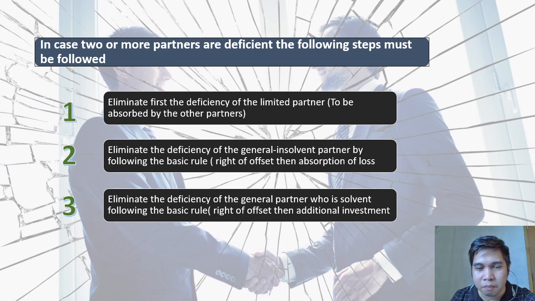What if the remaining partner is a general, however, solvent naman siya? So, follow mo lang yung basic rules, di ba? So, meron tayong right to offset kapag meron tayong existing utang dun sa specific partner na yon. So, dahil solvent naman si general partner natin na may deficient amount, proceed tayo dun sa tinatawag po natin na additional investment. Okay, so let's have another illustration.